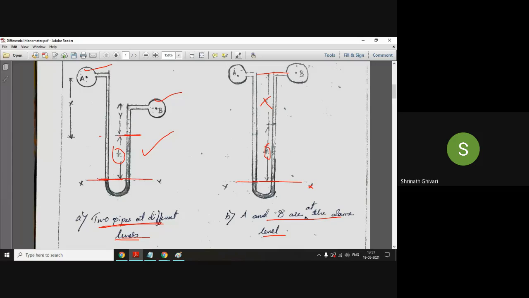Okay, any doubts in this? No, sir. So we'll be going for the derivation. We have told you the concept. We'll be going for the derivation now.